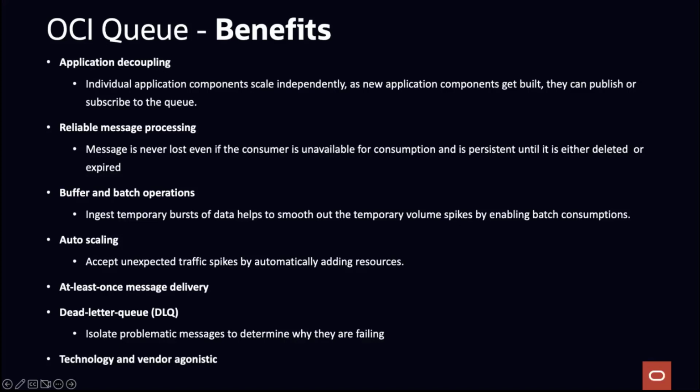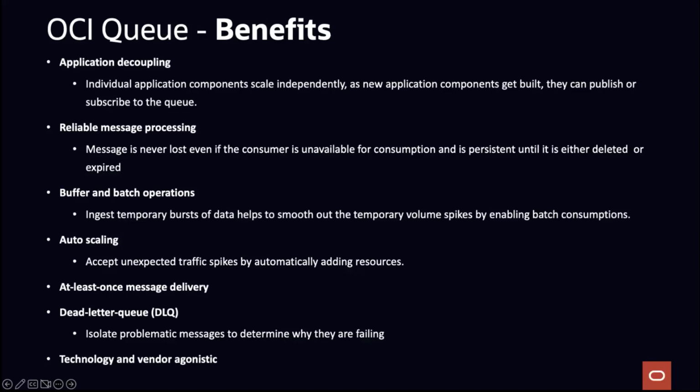It is auto-scaling, like I said. Whenever there is an unexpected traffic spike of messages coming into the queue, resources are automatically added to handle those spikes and automatically scaled down when the spikes have passed. It also ensures that a message put in the queue is delivered at least once. So we have an at-least-once message delivery service.